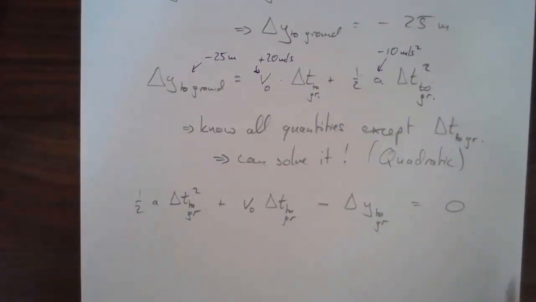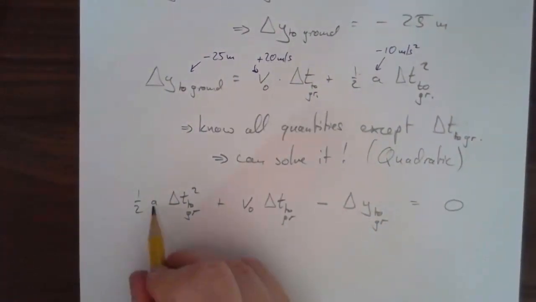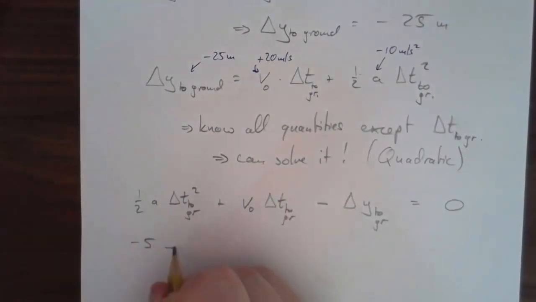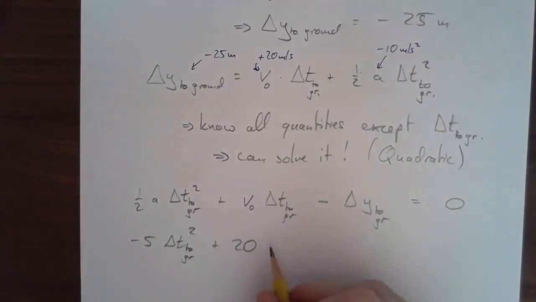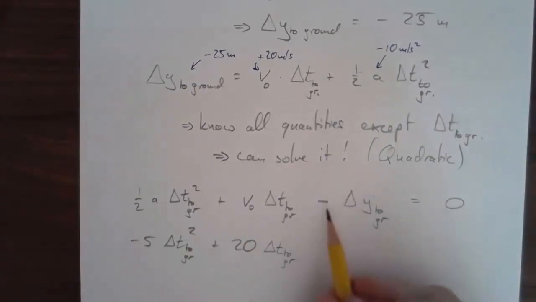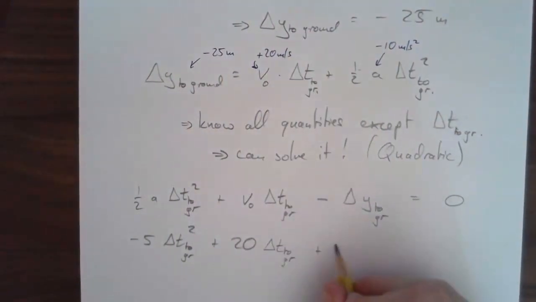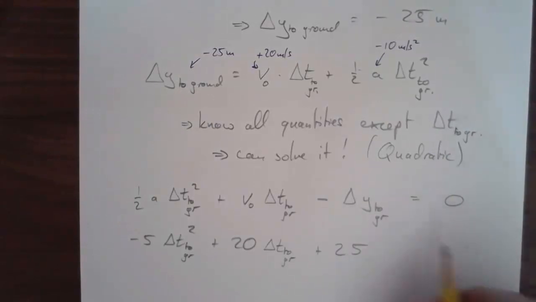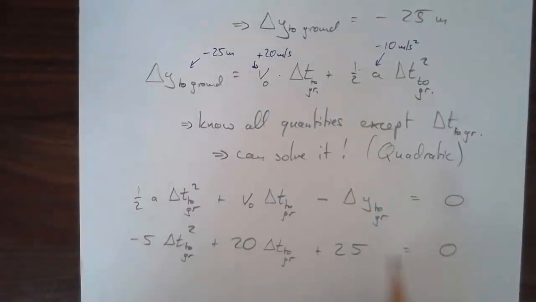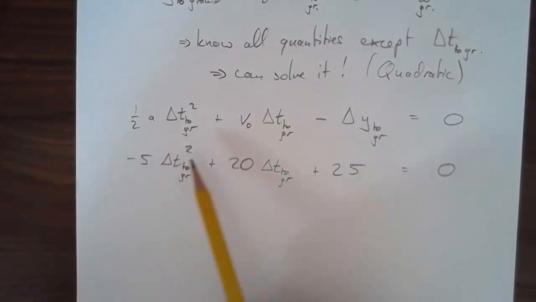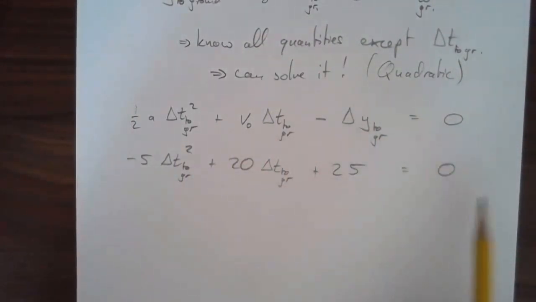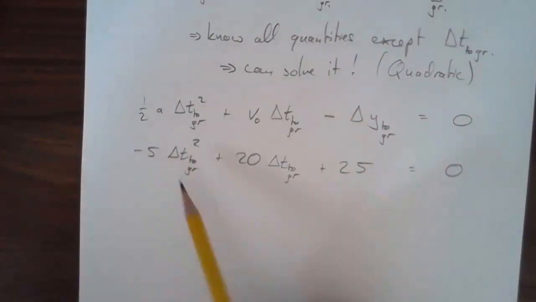And I mean, at this point, you just solve it, right? There's not much else to say here. So a is minus 10, so it'd be minus 5 delta t squared to the ground plus 20 delta t to the ground, then minus 25, that makes this plus 25 is equal to zero. I've dropped the units here. I shouldn't have done this, but we can work that way. If you want to be careful, you should keep the units along as a kind of safety check to make sure you're not losing any quantities, you don't make any mistakes. I'm going to skip that here.